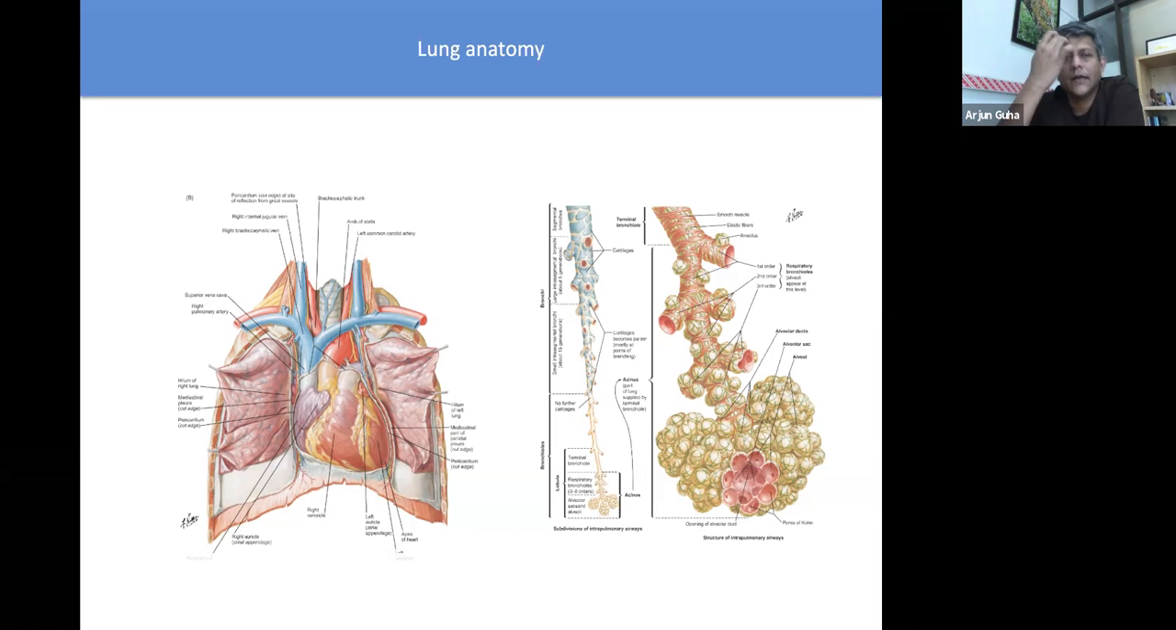Now, the other thing which is important anatomically is that the lung is much like a tree in that there are branches and there are leaves. The airways, if you will, are the trunk and the branches of the tree. The alveoli, if you will, are the leaves of the tree. The airways are responsible for the transport of gases into and out of the lung. The alveoli constitute the surface across which gas exchange occurs.